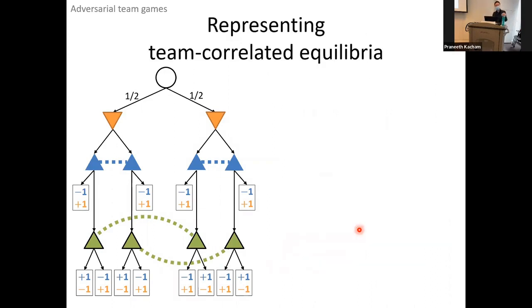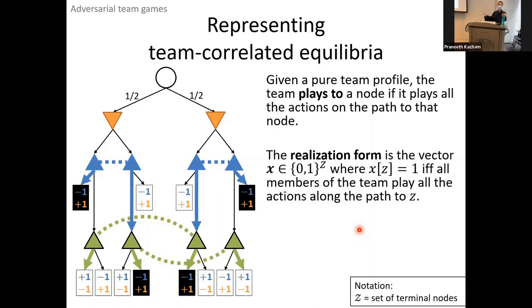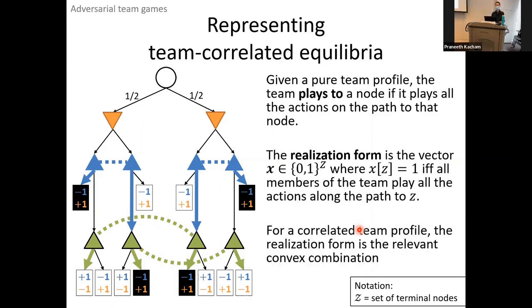So given a pure team profile, we will say a player plays to a node if the player plays all the actions on the path to that node. Sorry, a team plays to a node. I misspoke. So for example, if this is blue and green's pure profile, then this pure profile plays to these 4 terminal nodes and no others. Right? Because for all of the other terminal nodes, there's at least one action on that path that's not played by the team. The realization form is simply the indicator vector that indicates which terminal nodes are played to by the profile. For a correlated team profile, you take the relevant convex combination.